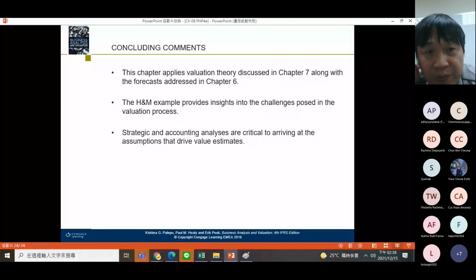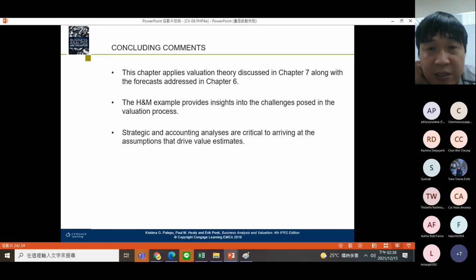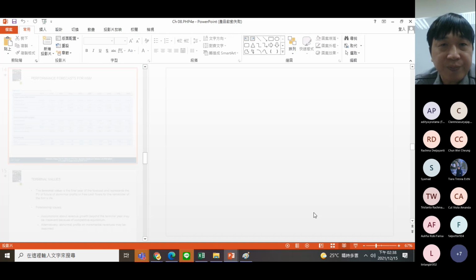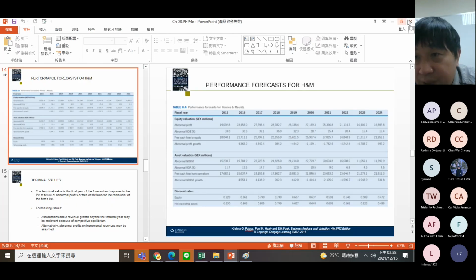Concluding comments. In this chapter, we apply the valuation theory discussed in chapter 7 along with the forecasts addressed in chapter 6. The HMN example provides insight into challenges posed in the valuation process. Strategy and accounting analysis are critical to arriving at the assumptions that drive the value estimates. Okay, this is our chapter 8.